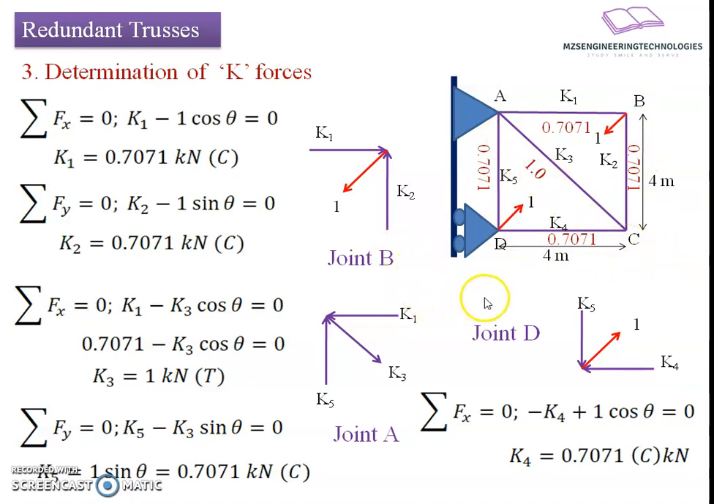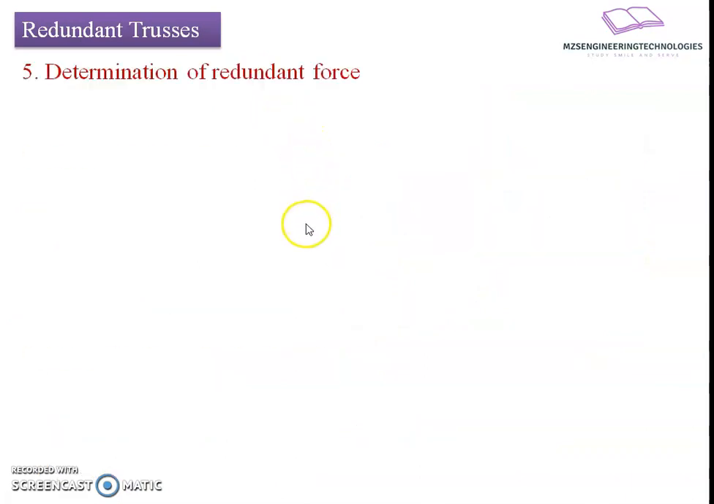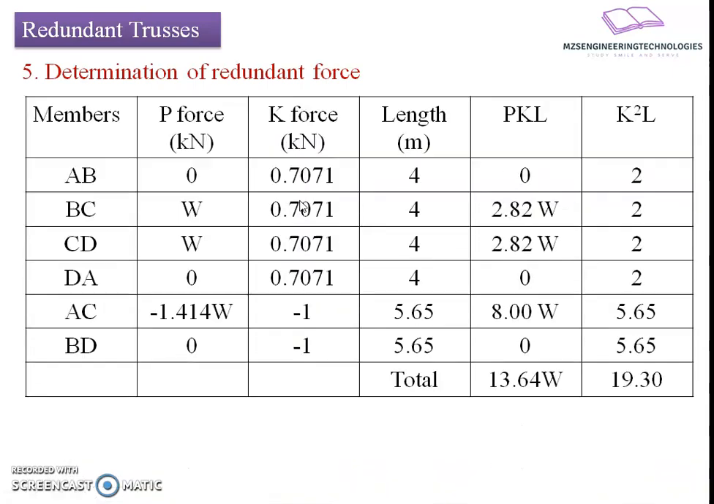Now after knowing these P and K forces, I will put this result to get the final value of the redundant force, and for that we will have a tabular format for easy calculation. Members, first column will be members AB, BC, CD, DA, AC and BD.